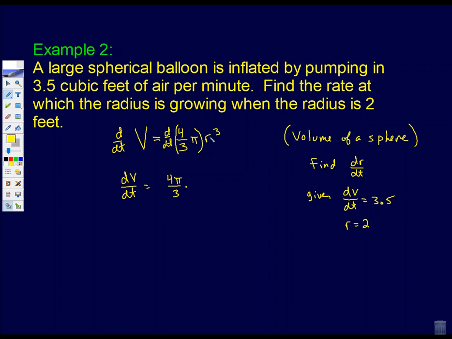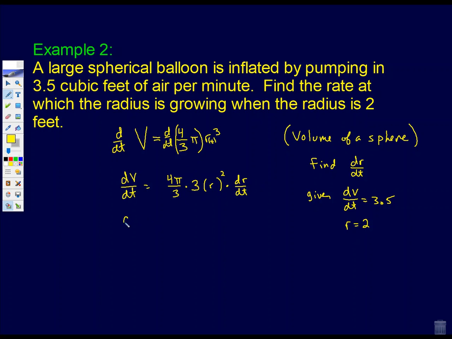Now remember, r is really r of t. If we wanted to use function notation, it's r of t, a function of time. So the derivative of this requires the chain rule to take the power down first, decrease the power to 2, and then multiply by r's derivative, which I'm going to denote here, dr/dt. So now I've got an equation involving the rate of change of the volume, the rate of change of the radius, and the radius itself.